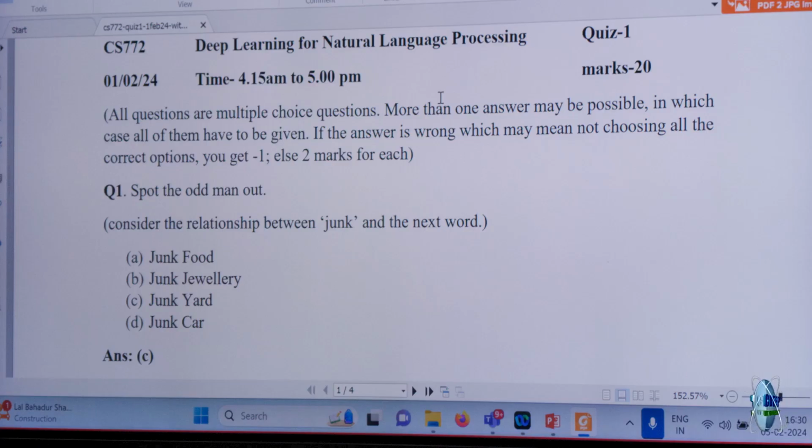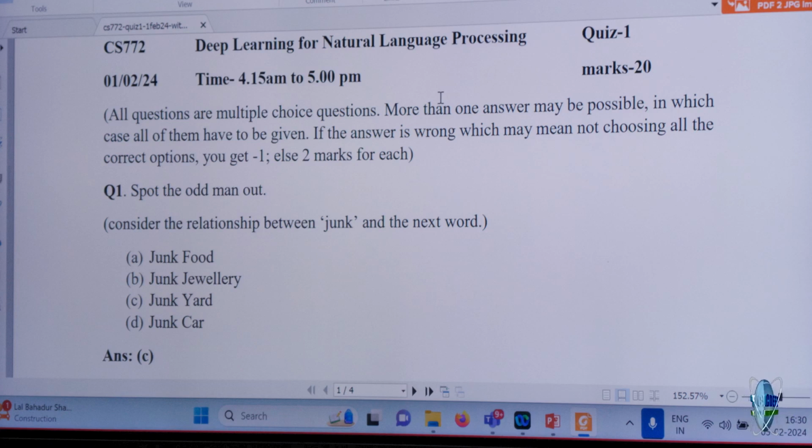So let's look at the quiz one questions and answers. And after that, you can write your cribs, okay, if you're not satisfied. So first question was, spot the odd man out. And it was given in bracket: consider the relationship between junk and the next word. The four words are junk food, junk jewelry, junk yard, and junk car.